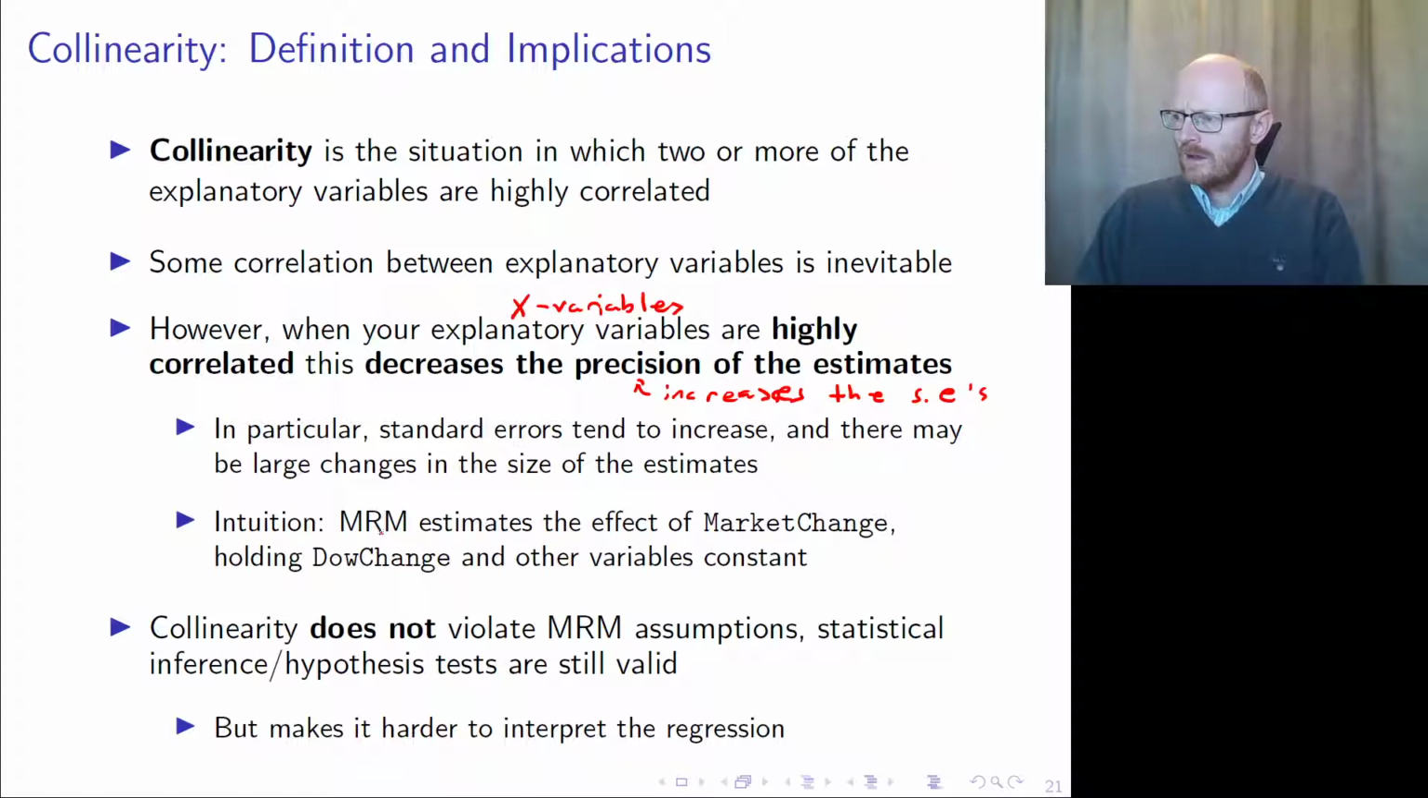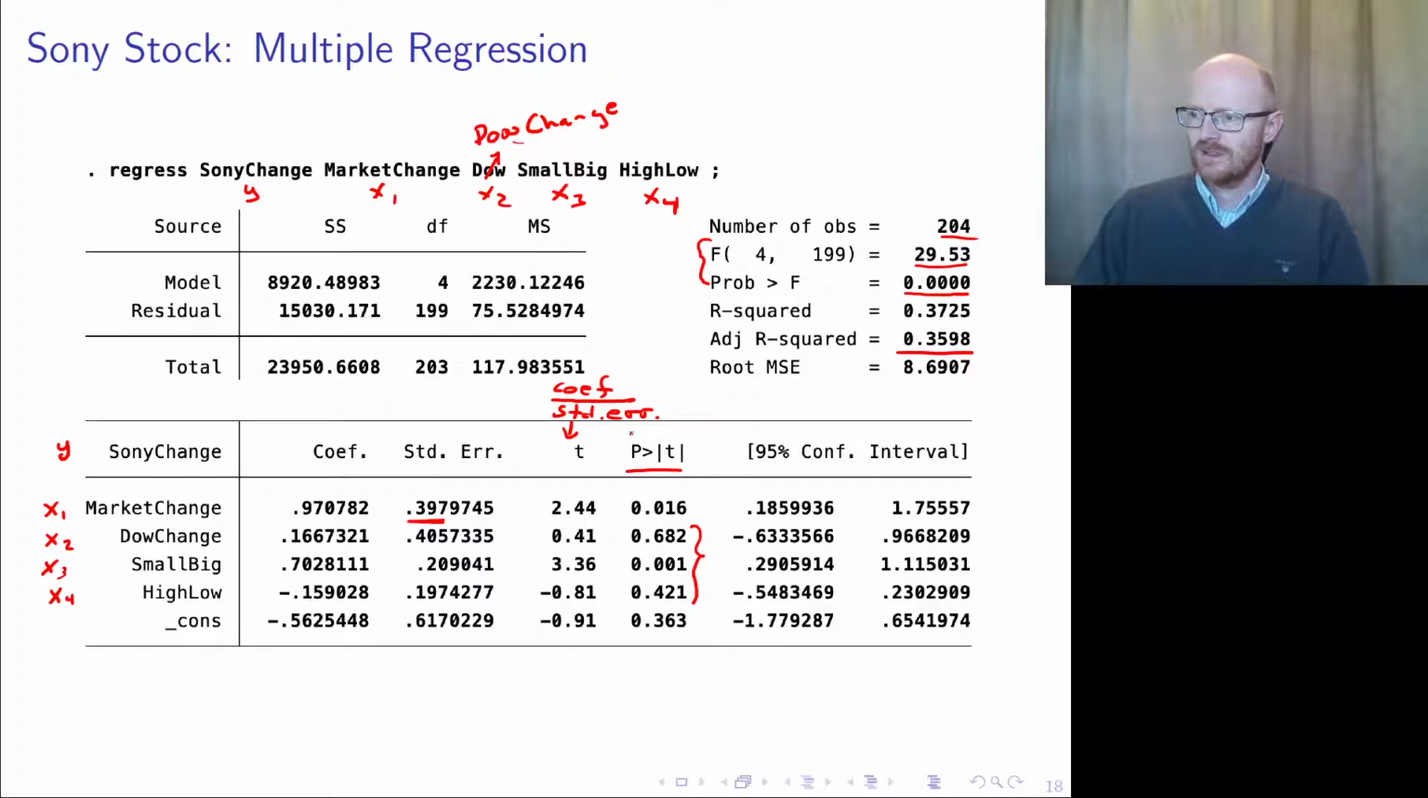So for example, the multiple regression model estimates the effect of market change holding Dow change and other variables constant. If we go back to our result, Sony change is the Y variable, and each of these coefficients is the effect of one unit change of the variable on Sony change. So if the market changes by 1%, then we expect Sony stock to change by 0.97%. But that's only given no change in the other variables.